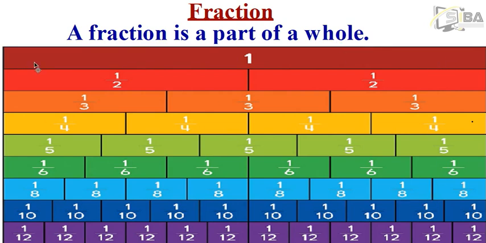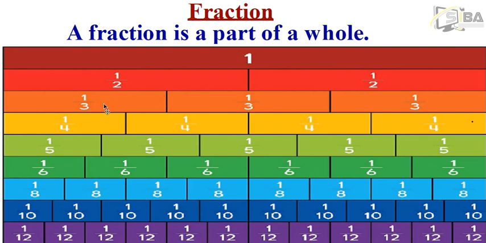Now the first stripe, which is 1, is a whole. This particular stripe is divided into 2 here. So you can see what fractions you have here. That is half and half. If you add a half and a half, you'll get a whole.